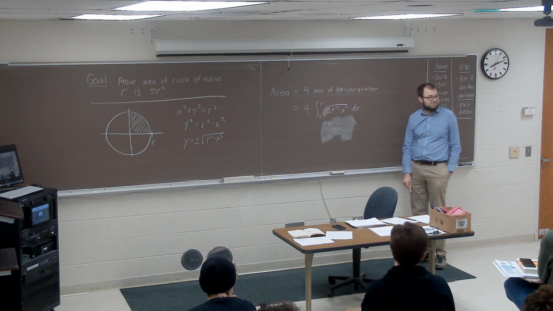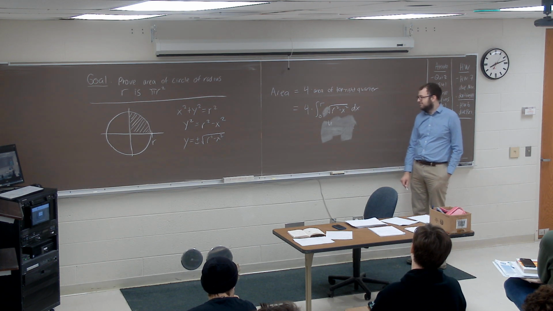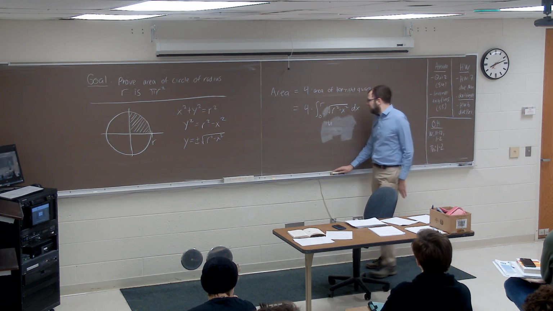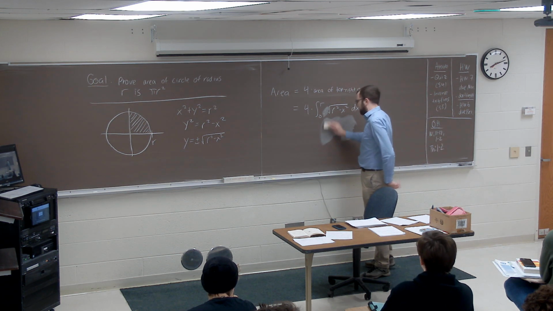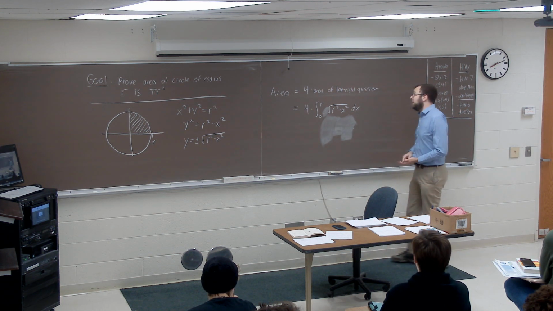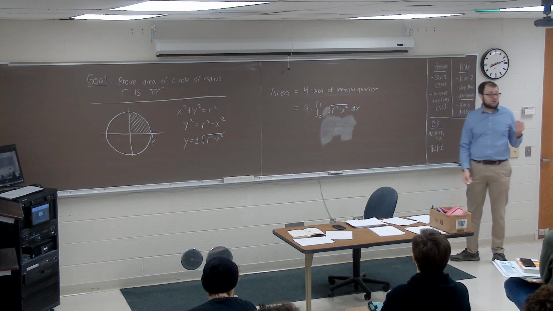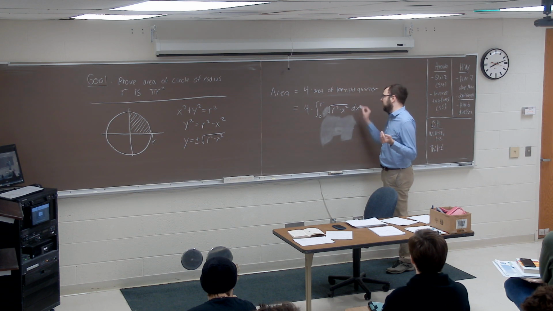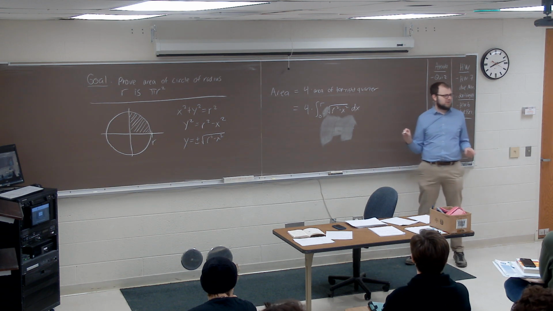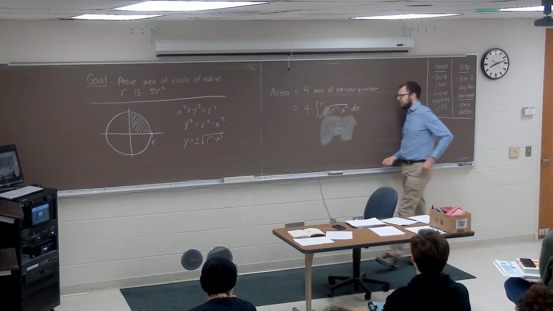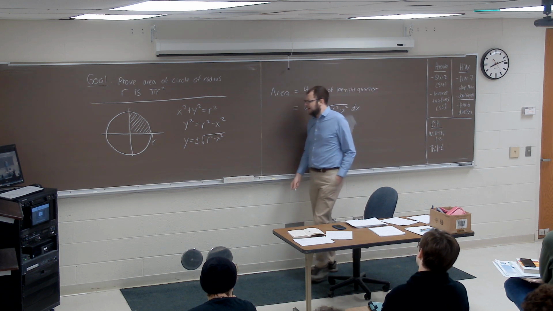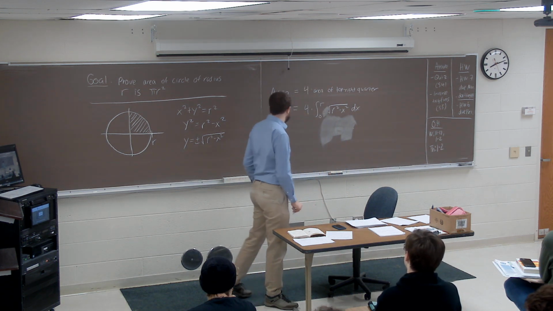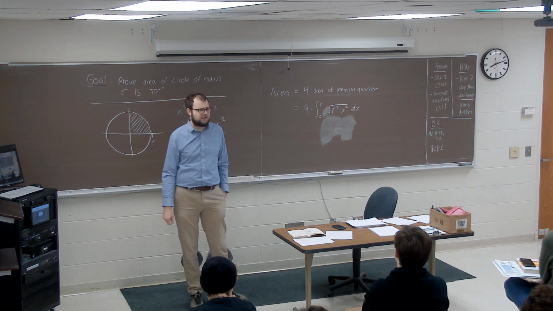No. Well, you don't have two things multiplied by each other. Integration by parts is usually used when you have one expression multiplied by another expression. Here we just have the square root of r squared minus x squared. It's not really being multiplied by anything. So it's not clear to me how integration by parts would help us out here.